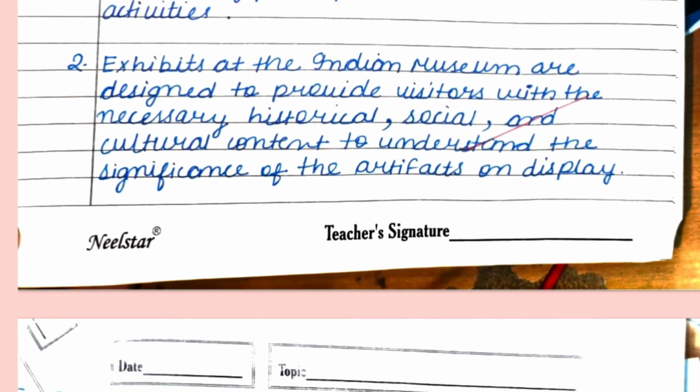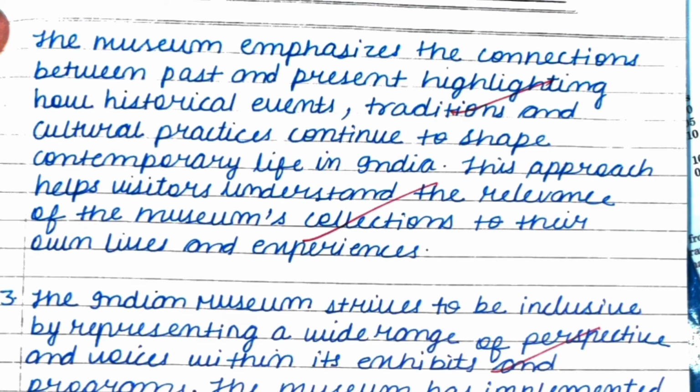The second approach is that the exhibits at the Indian Museum are designed to provide visitors with the necessary historical, social, and political background of the artifacts being displayed. So basically, secondly, it conceptualizes things so that visitors can relate to them. They can connect more and evaluate the situation that was in the past and relate it to the present time. The museum emphasizes the connection between past and present, highlighting how historical events, traditions, and cultural practices continue to shape contemporary life in India. That is what I said.